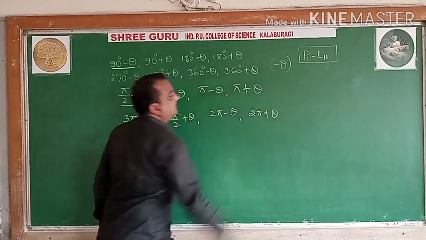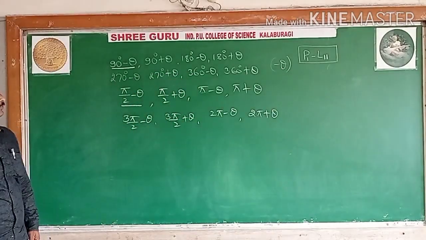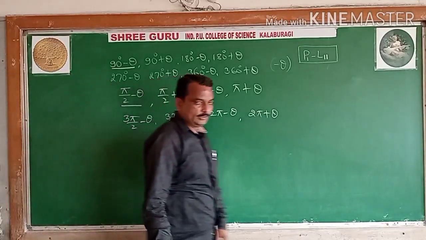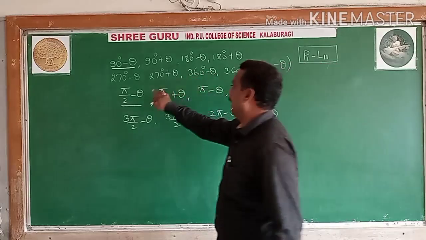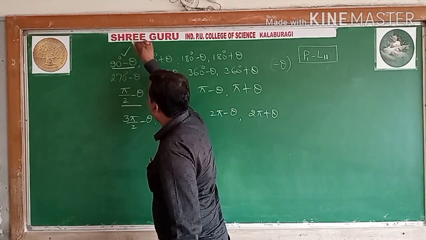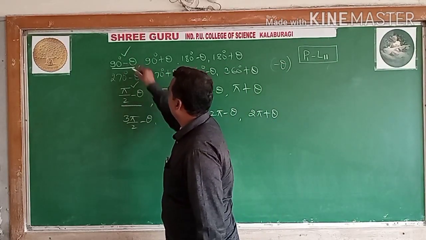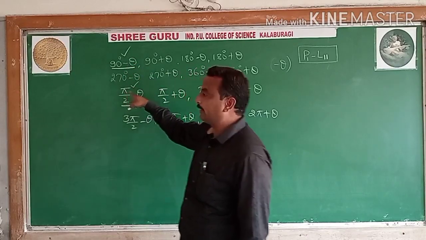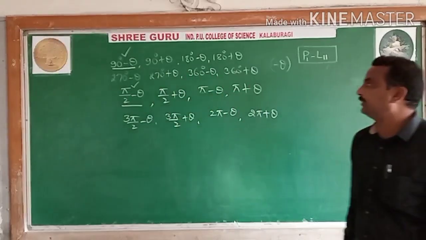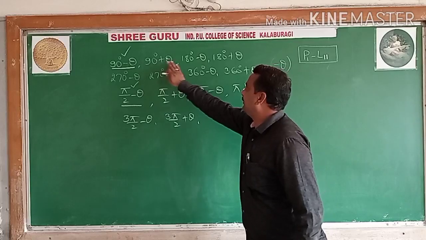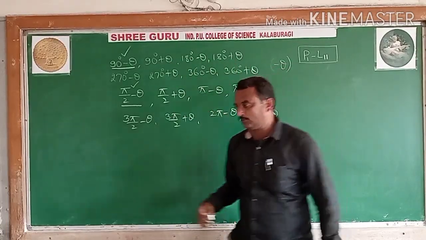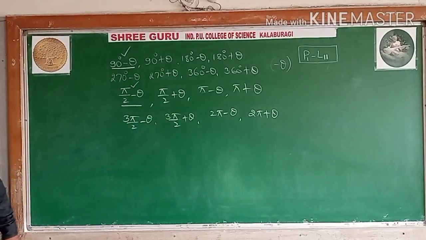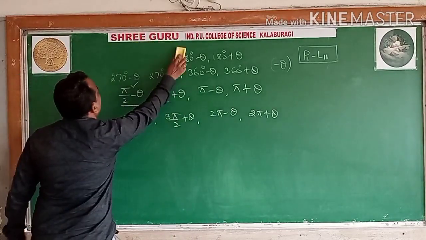And along with this, minus of theta. So we will discuss the trigonometric functions of all these allied angles. Already this one we have discussed. It is in terms of 90 minus theta, and in terms of radians pi by 2 minus theta. Some angles we will discuss in terms of degrees, and some we will take in terms of radians also. Let us see the next, 90 degree plus theta.